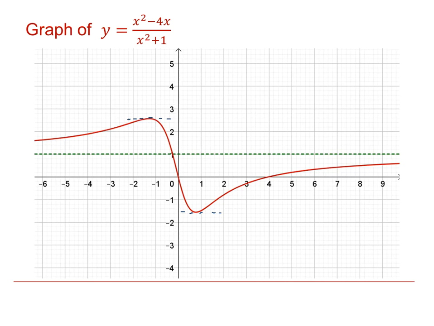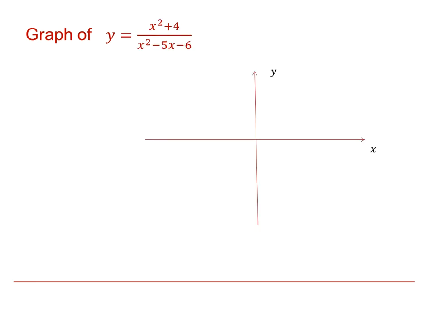The next one I want to consider is this one here, which is x squared plus 4 over x squared minus 5x minus 6. Now this time you can see that x squared plus 4 is always greater than 0, so there are no zeros on the x-axis, so there are no values that make y equal to 0.